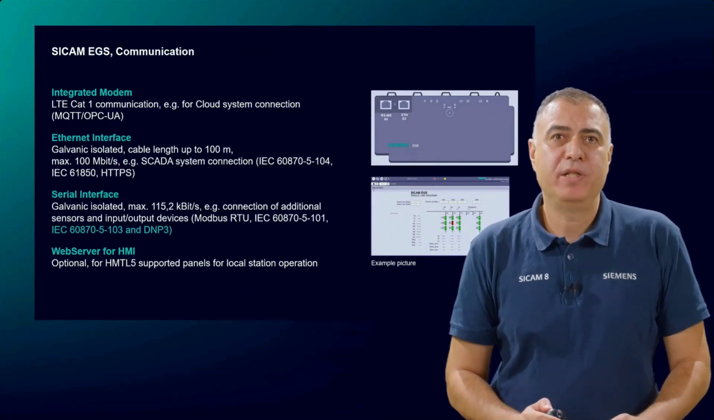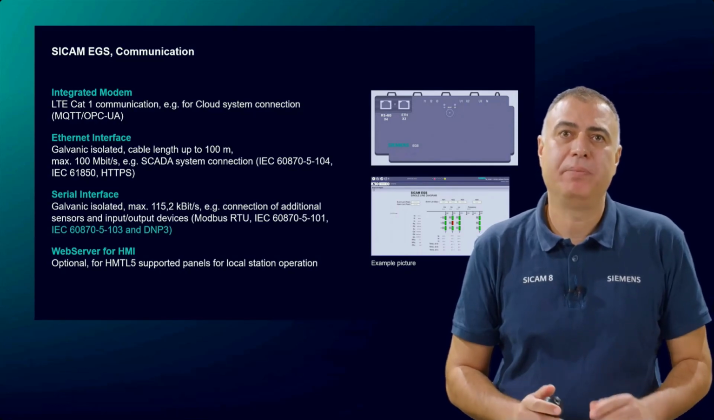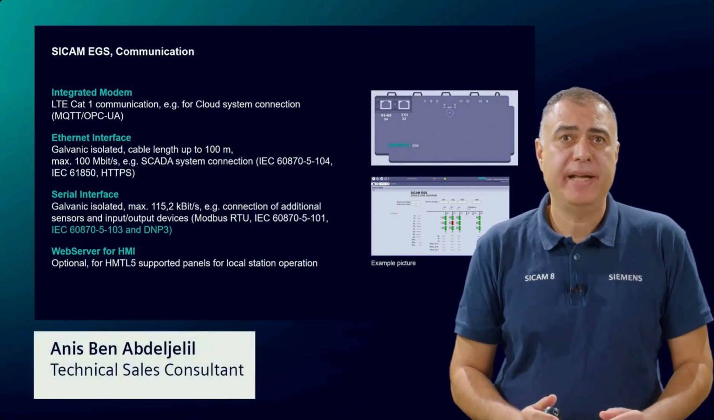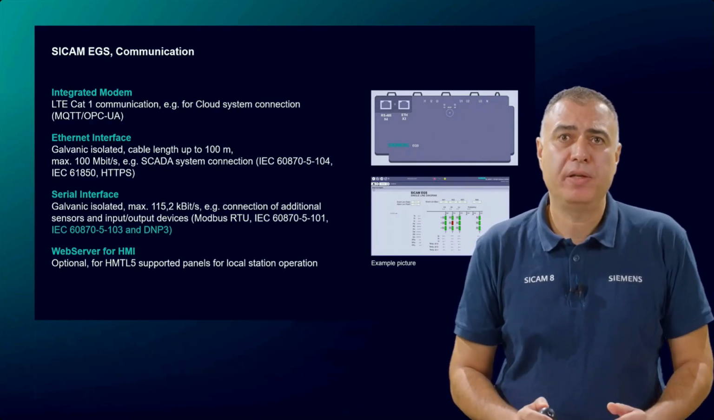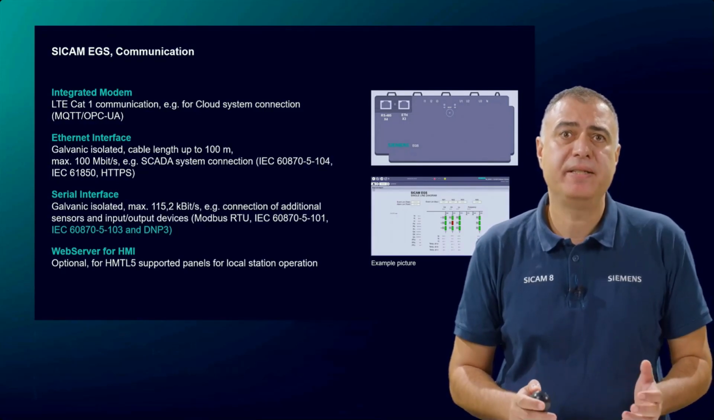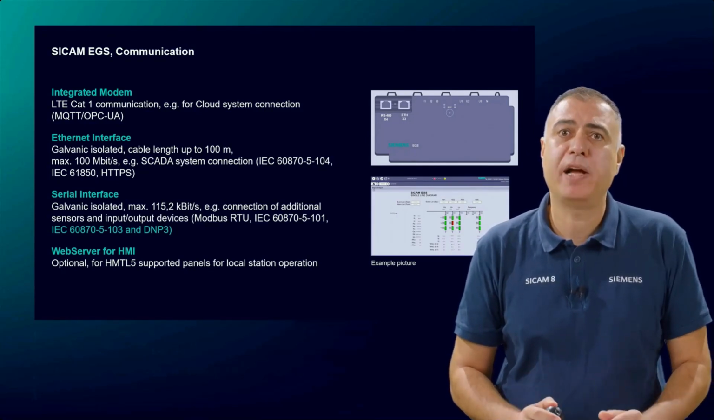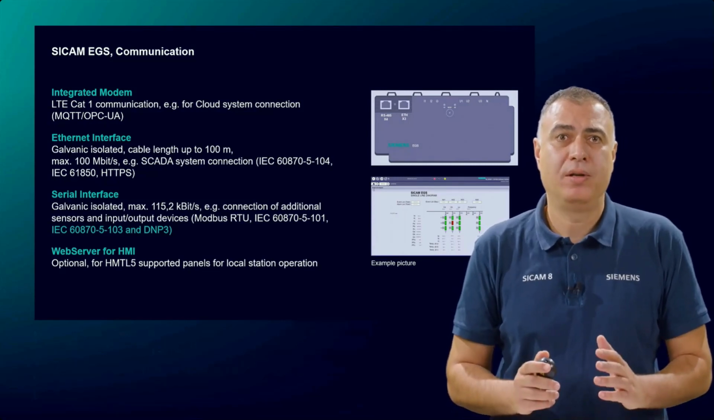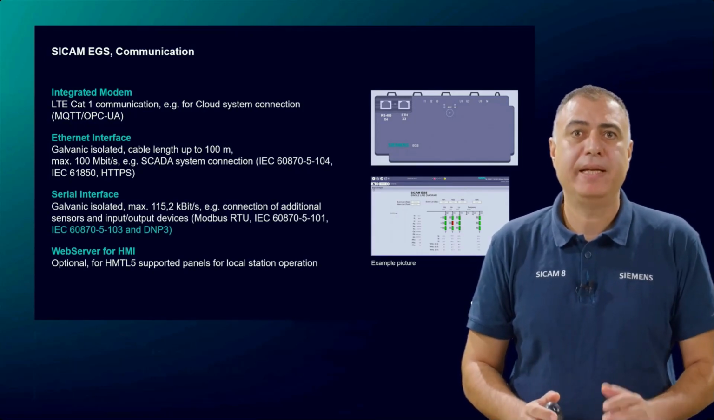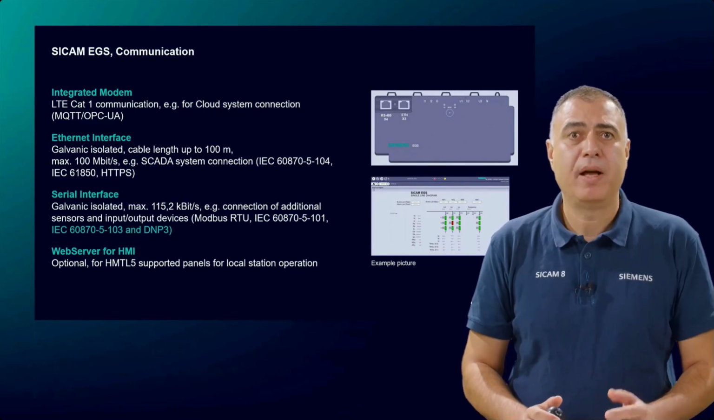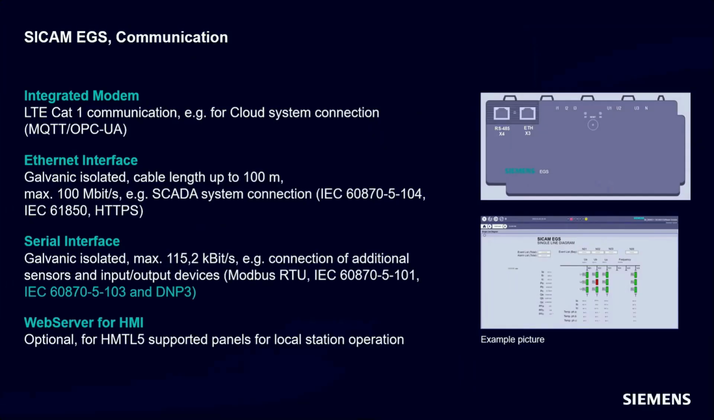So far, we have only spoken about the local function of the SICAM EGS. Now, let's focus on its communication features. We already mentioned at the beginning of this session that since SICAM EGS is a member of our product platform SICAM 8, all the standard communication protocols of this platform are available. Examples of these protocols are IEC 104, IEC 103, IEC 61850, Modbus, MQTT, and many others.